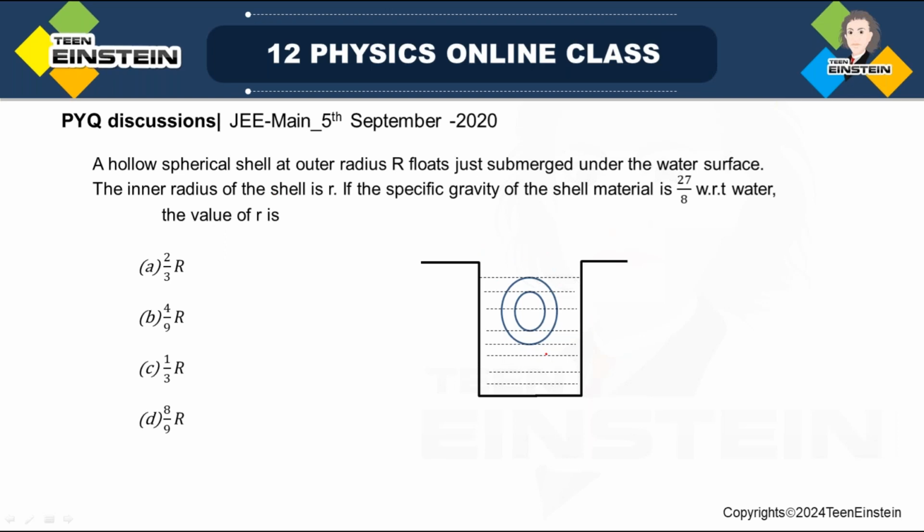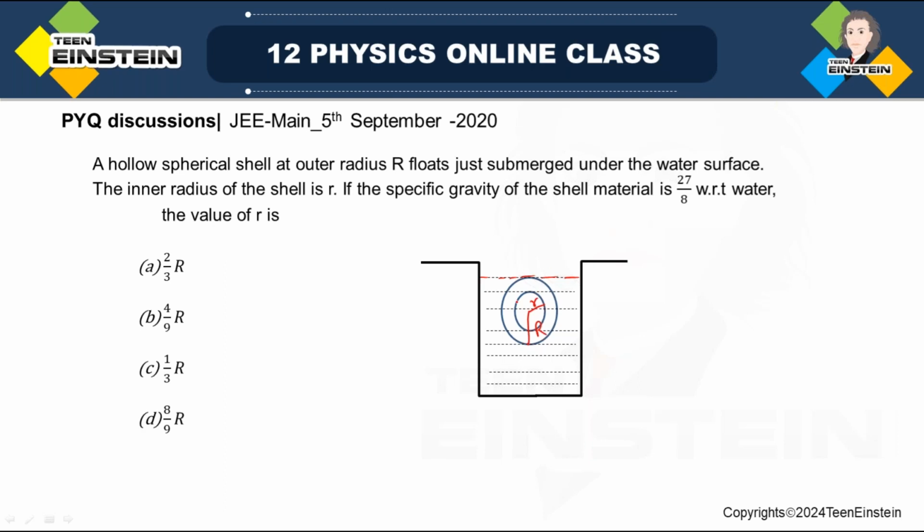So this is a typical representative figure. This is the spherical cell, as you see, and it has outer radius capital R and inner radius small r, and you can see this cell is just submerged and floating. Okay, this is just submerged. So this is the top layer of the water. Just submerged means it is just under the top surface of the water. Okay, so this is the situation.